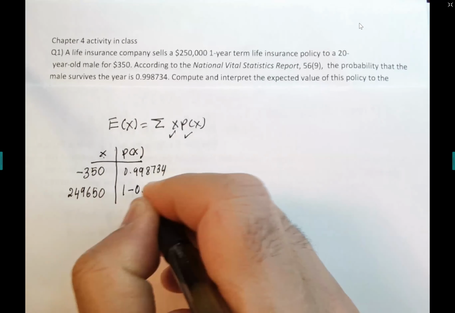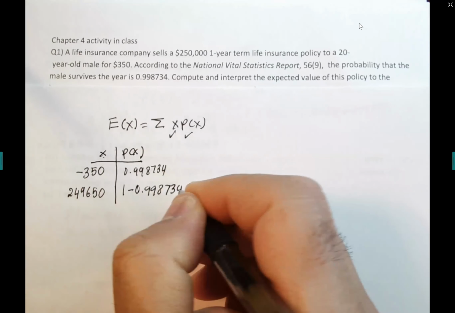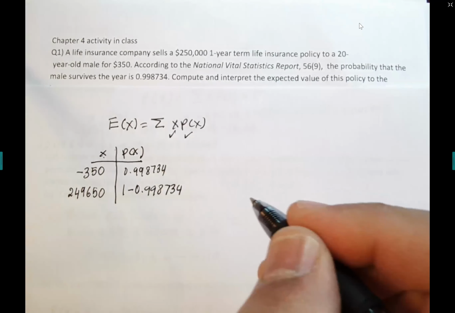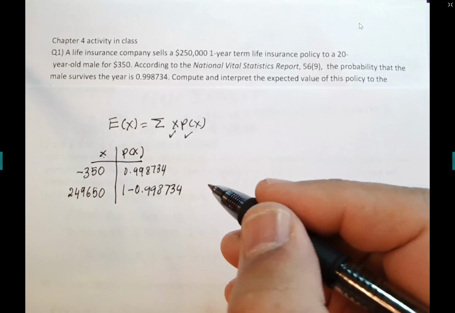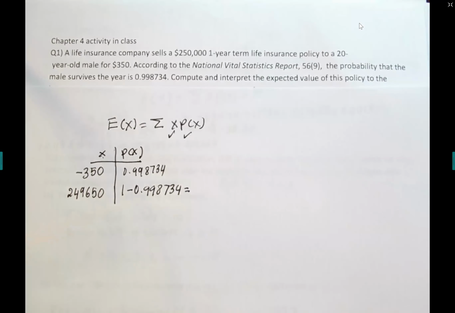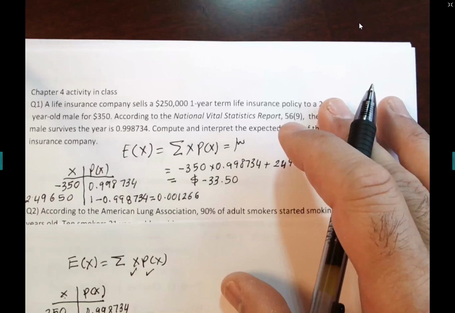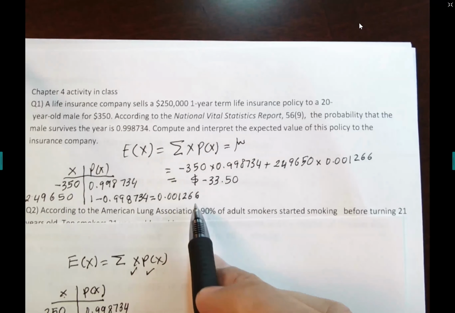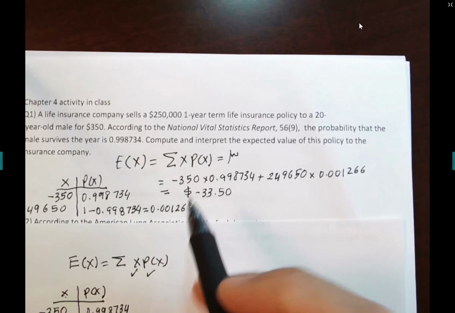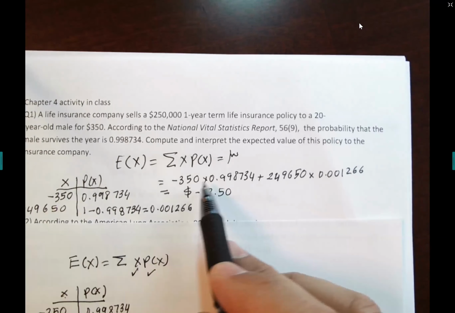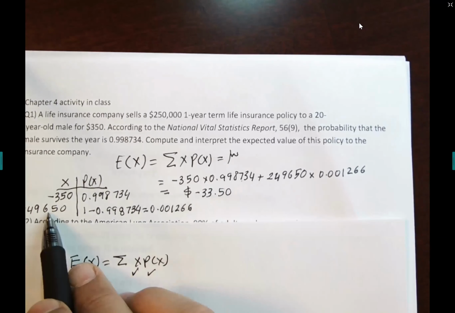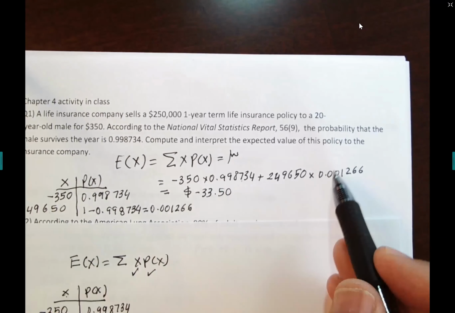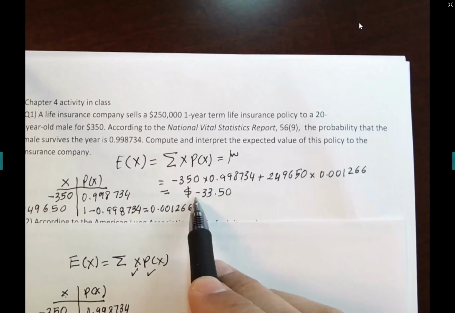Just like rain or no rain. If there is an 80% chance of rain, there is a 20% chance of no rain. And if you do this, you will get, I already have the answers here, 0.001266. Now, how do you find the expected value, guys? Watch. The expected value will be this value of x times the probability, plus this value of x times the probability, and the answer will be negative 33.50.